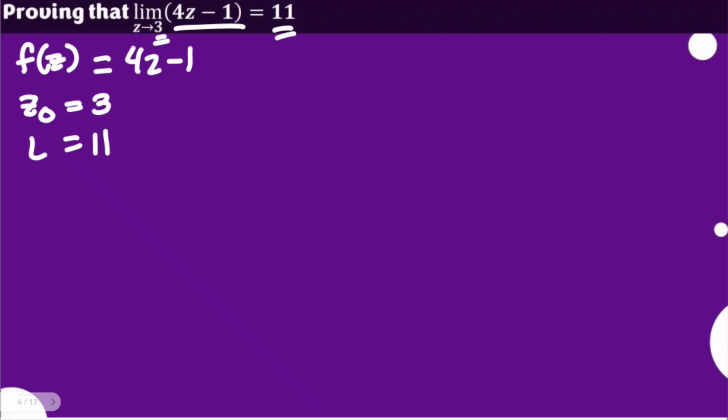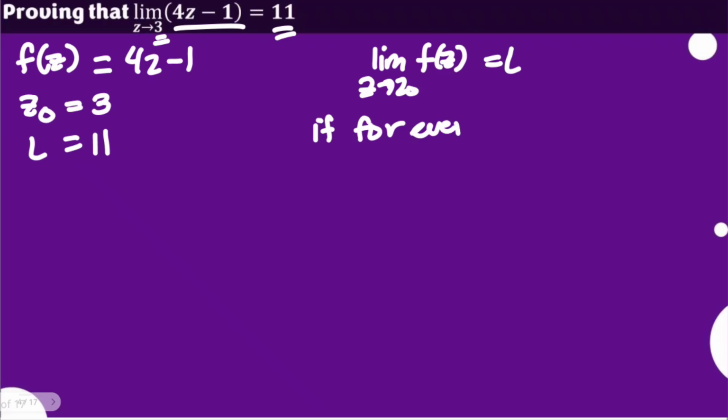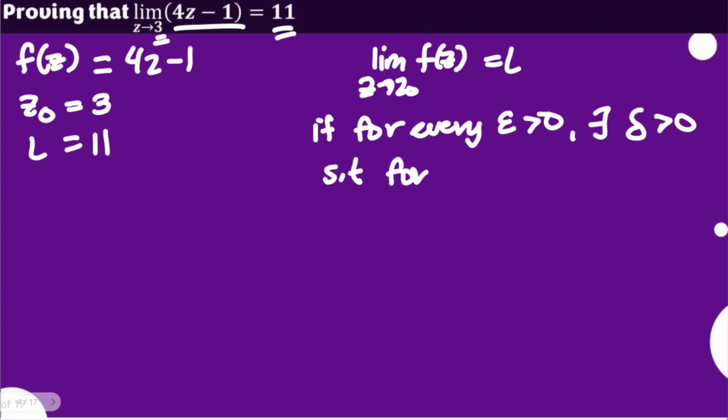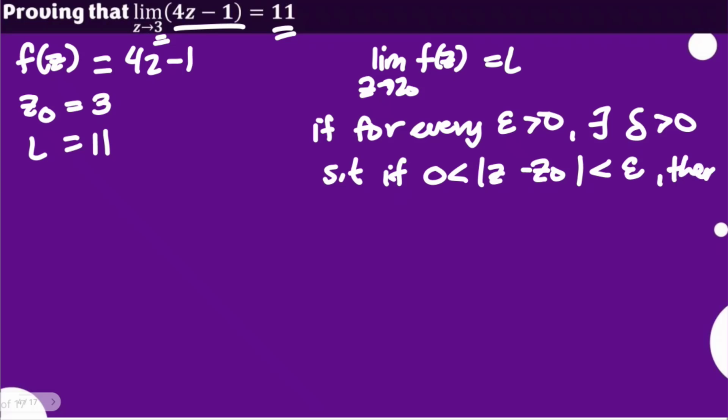We need to do this because, as we remember, in the definition of the limit for a complex function, the limit of f of z as z approaches z sub 0 must be equal to L if, for every epsilon greater than 0, which we're going to introduce later on, there exists delta greater than 0 as well, and this is our goal, such that if the absolute value of z minus z sub 0 is greater than 0 and less than delta, then the absolute value of f of z minus L must be less than epsilon.